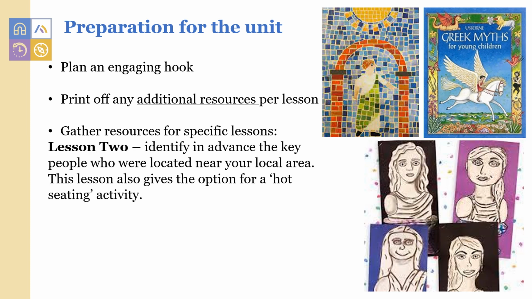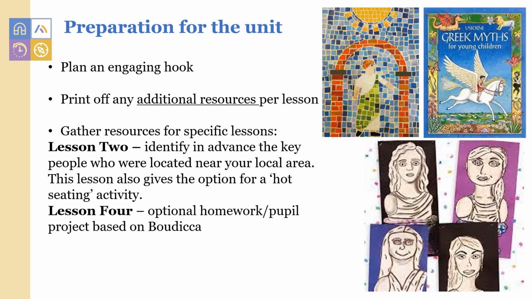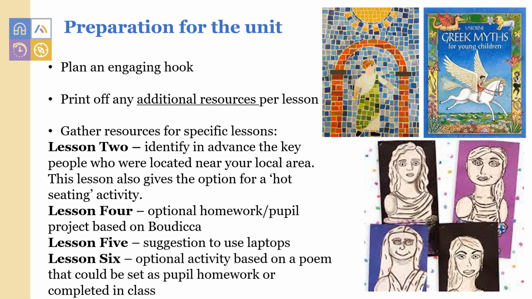In Lesson 2, you'll need to identify in advance the key people who are located near your local area. This lesson also gives the option for a hot seating activity. And for more detail, check through the unit planning guidance. Lesson 4 gives optional homework or pupil project based on Boudica. And Lesson 5, there is a suggestion to use laptops. In Lesson 6, there is an optional activity based on a poem that could be set as pupil homework or completed in class.